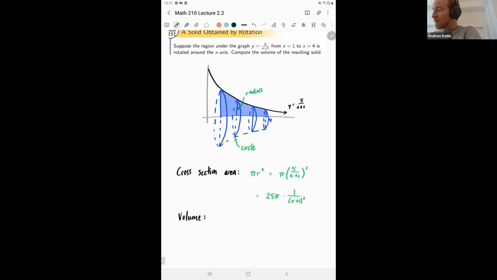If you want, pause now and try to do the next part on your own before I work it through for you. So here's a cross-sectional area formula. See if you can at least write down the integral, and then hopefully you know how to solve it. This one is a little more involved than our power rule in the last problem, but I'll do it all in a moment.